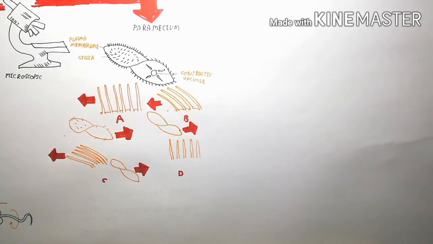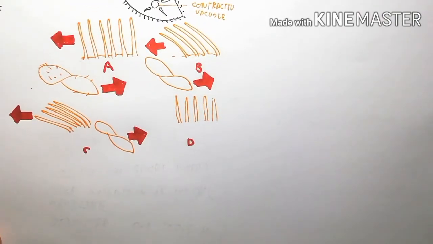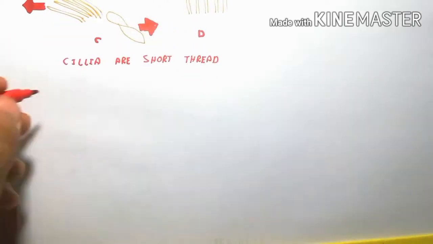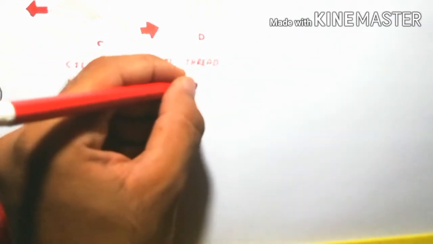Here the movement is forward, but the movement of the cilia is backward. First of all, I want to mention that the cilia move one by one. One cilium moves, and the next cilium also bends, and this one-by-one bending of the cilia propels the movement forward.